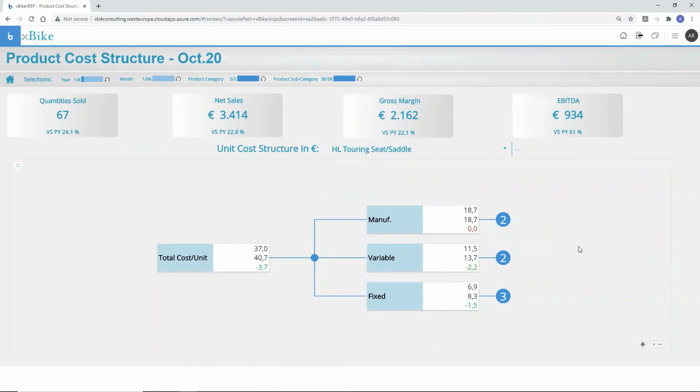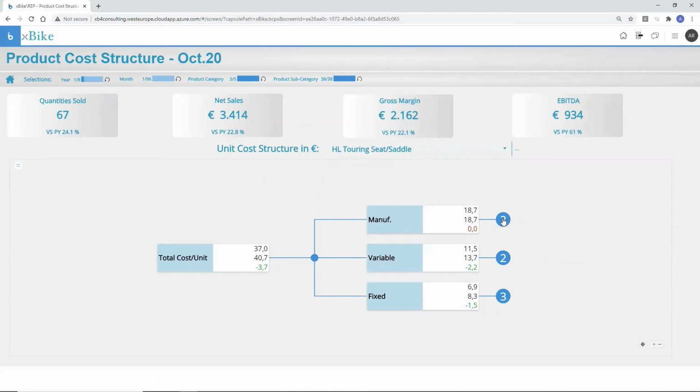Why is it important to have this information of variable and fixed costs? Because obviously some of the fixed costs, they are there even if I produce more or less. I am not able to really influence those costs. If I really want to reduce my cost, I rather focus on the variable cost. And in this case, I see that the total difference of 3.7 euros is mainly coming from my variable costs, which have decreased compared to last year.